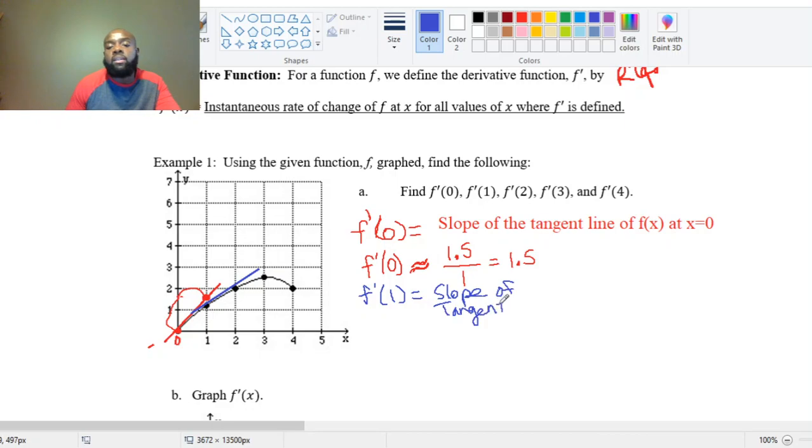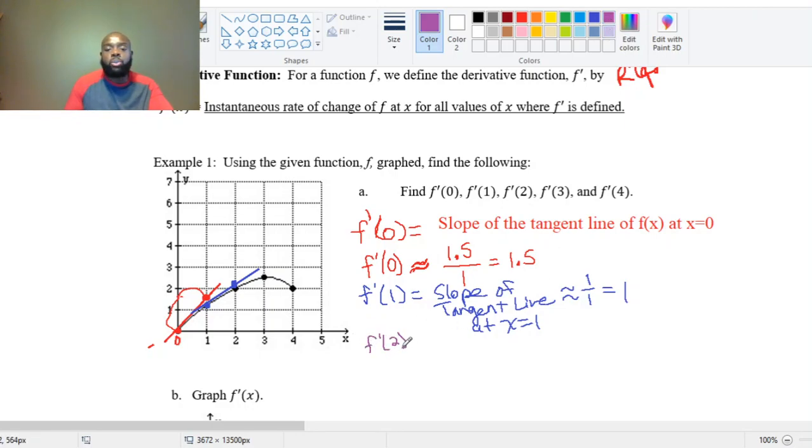I'm going to look at x equals 1. This point is about 1, a little over 1, and this is a little over 2, right? So I go up about 1 unit, and I go to the right about 1 unit. I get 1 over 1, and so that is going to be 1. All right. Let's do another one.